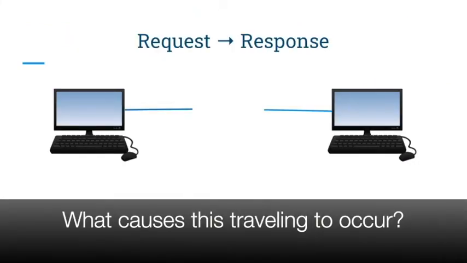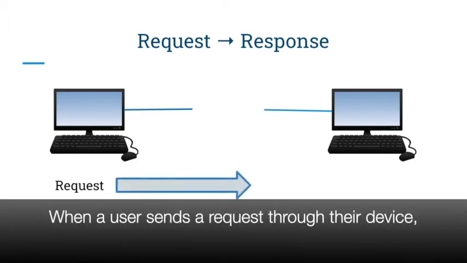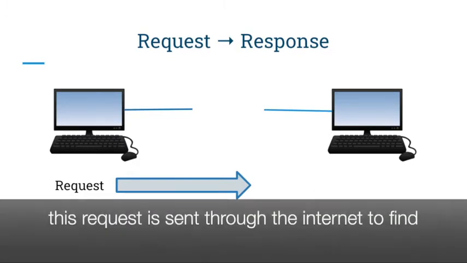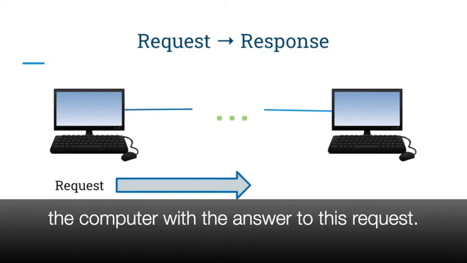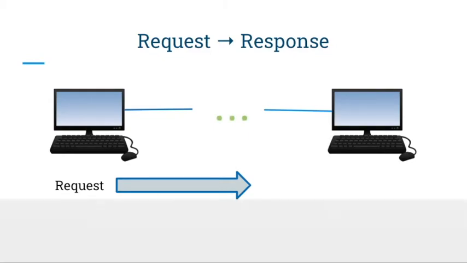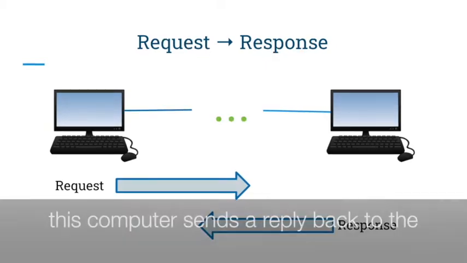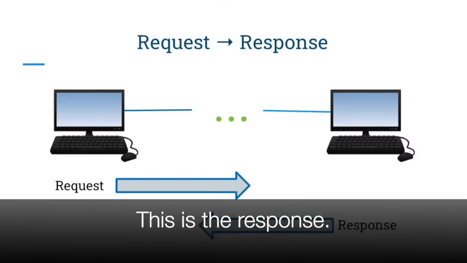What causes this traveling to occur? When a user sends a request through their device, asking their computer to do something, this request is then sent through the internet to find the computer with the answer to this request. Once this computer is reached, this computer then sends a reply back to the initial device that the user is using. This is the response.